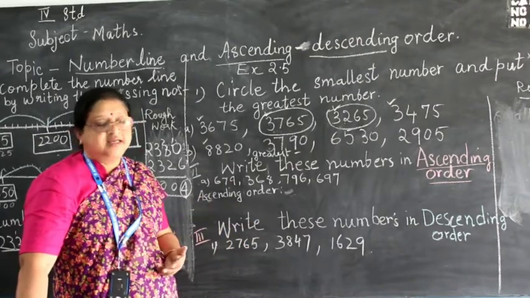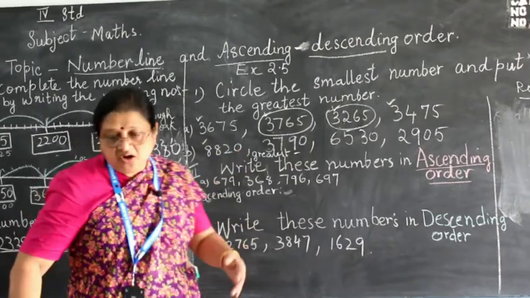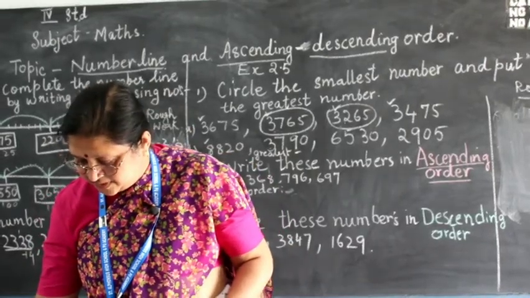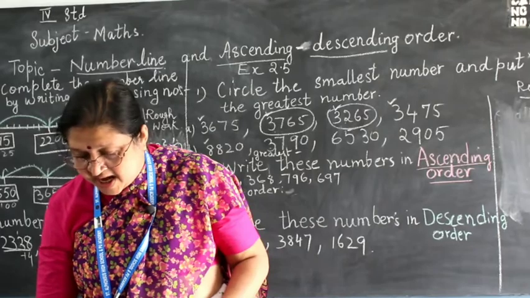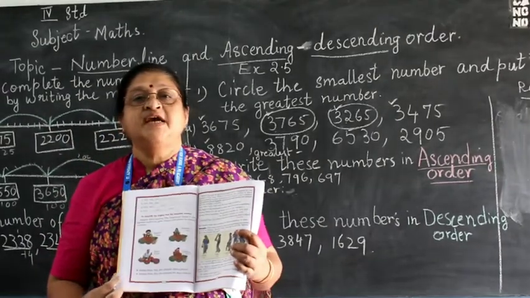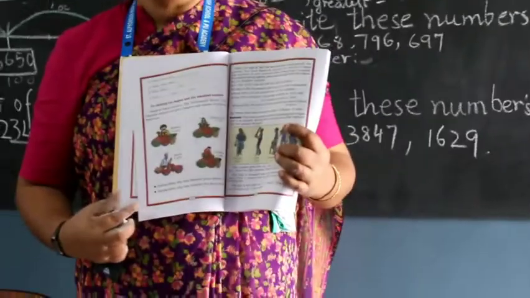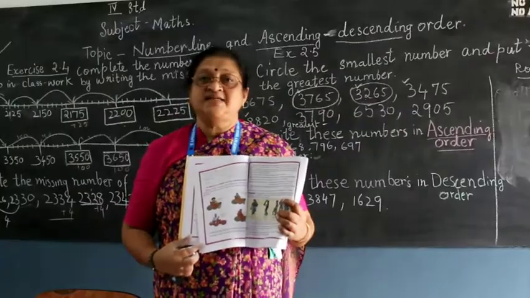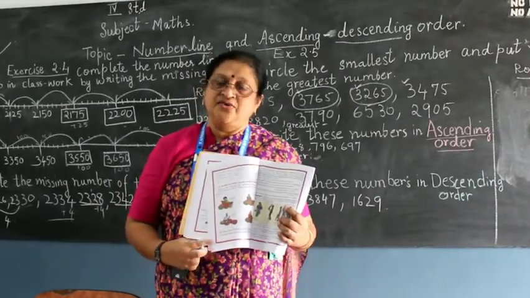Children, we stop here because Miss has got another class, and the ascending and descending I will continue in the next class. You do the homework on page number 33 and 34. Okay, your homework is page number 33 and 34. See you with your ascending and descending in the next class. Thank you. Have a great day.